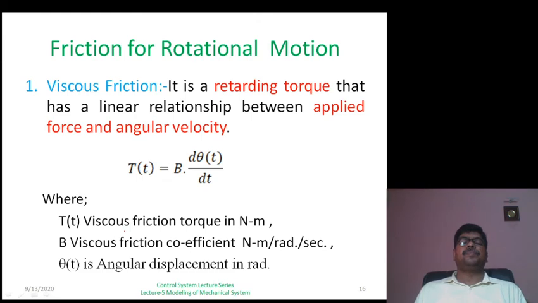So this is similar to the linear spring in the translational motion. Now in the rotational motion of a mechanical body, there will also be viscous friction, static friction, and Coulomb friction. Viscous friction is a resistance to the torque. Basically, it is a retarding torque, and it has a linear relationship between the applied torque and angular velocity. So T(t) is equal to b d theta upon dt, or omega(t), T(t) equal to b into omega(t), where B is the viscous friction coefficient in Newton meter per radian per second, theta is the angular displacement in radian, and torque is in Newton meter.